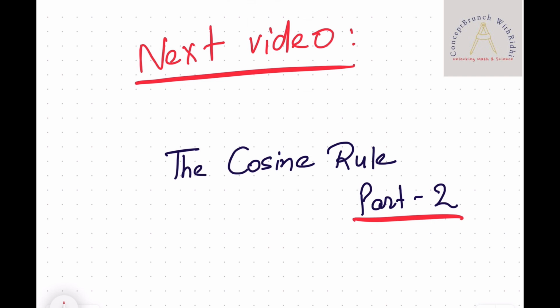And that's it for today's session on the cosine rule. We explored the cosine rule, how to apply it in SAS and SSS cases, and how it makes solving triangles so much easier. I hope you found the explanation clear and helpful. In the next video, we'll dive deeper into solving problems with a calculator and tackle some more complex questions related to the cosine rule. So make sure to stay tuned for that.